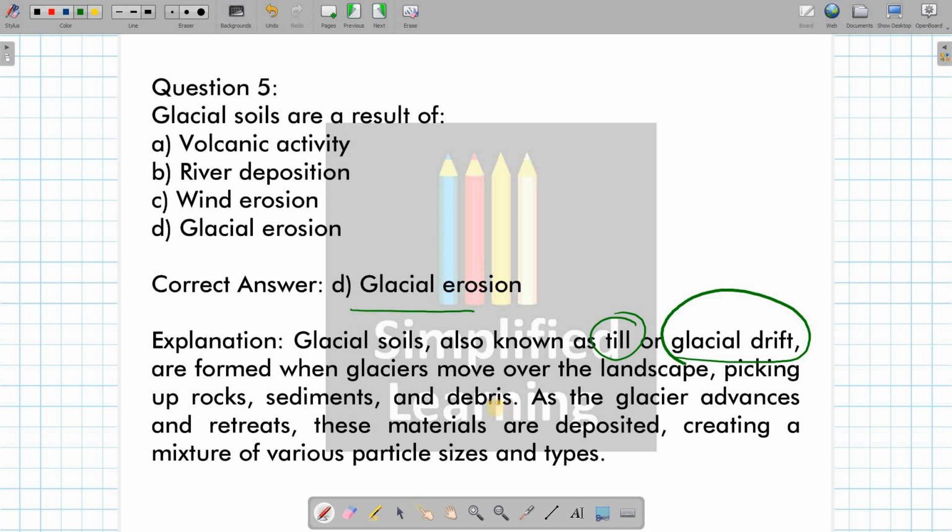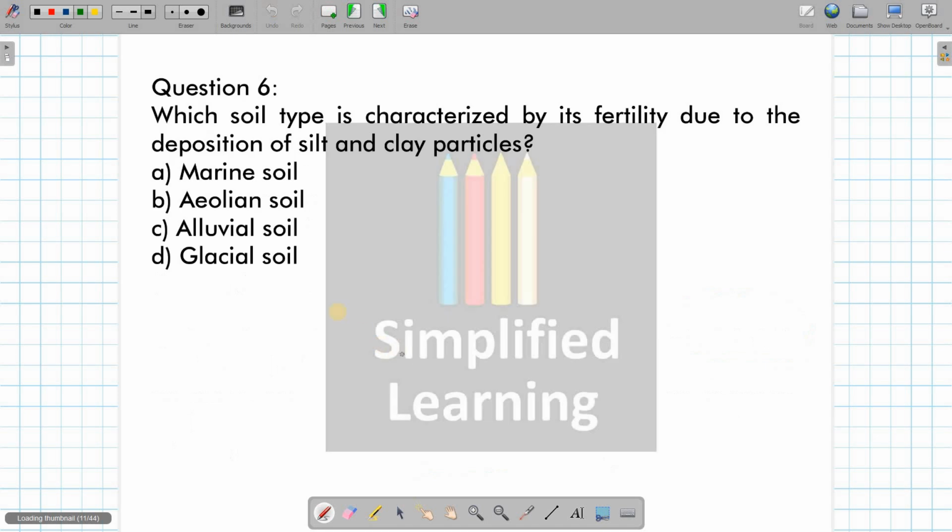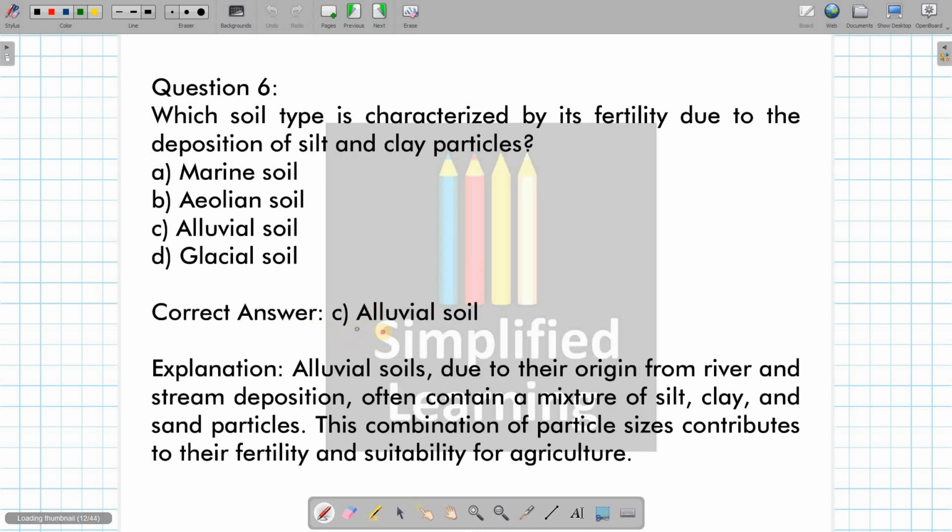Okay, along with their motion, they are going to pick all these elements, and these elements and debris are deposited, creating a mixture of various particle sizes and types, right? Question 6. Which soil type is characterized by its fertility due to the deposition of silt and clay particle? Okay, highly fertile soil out of this is the alluvial soil.